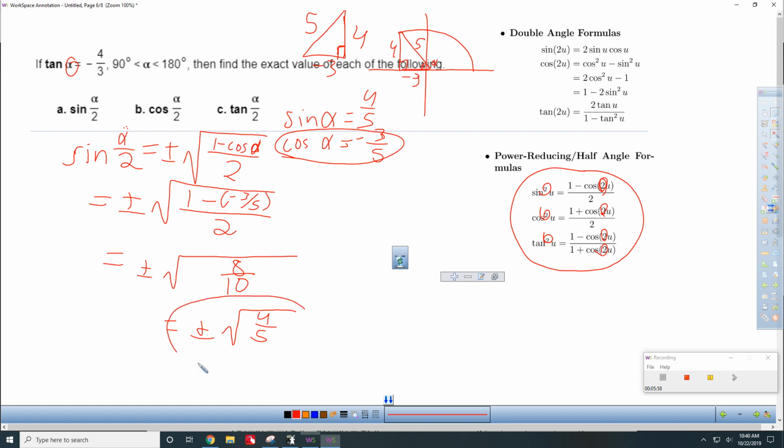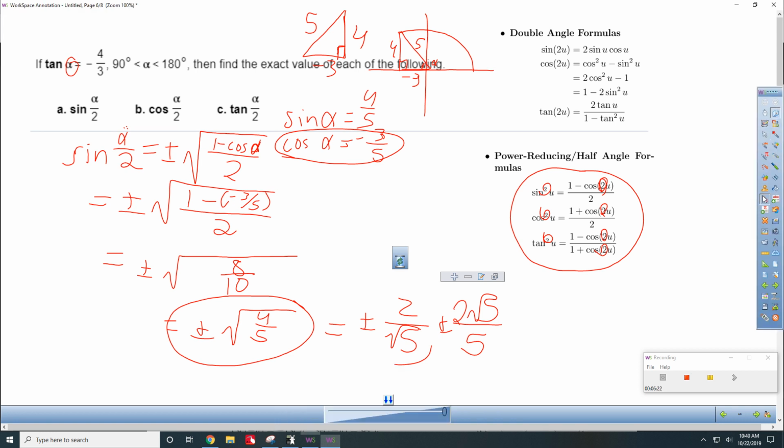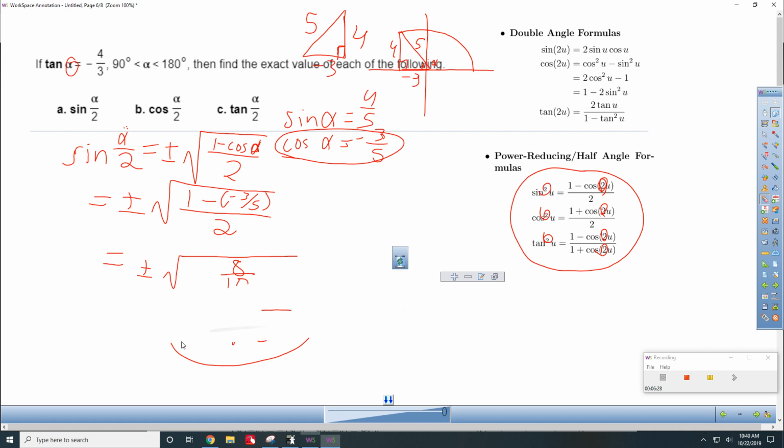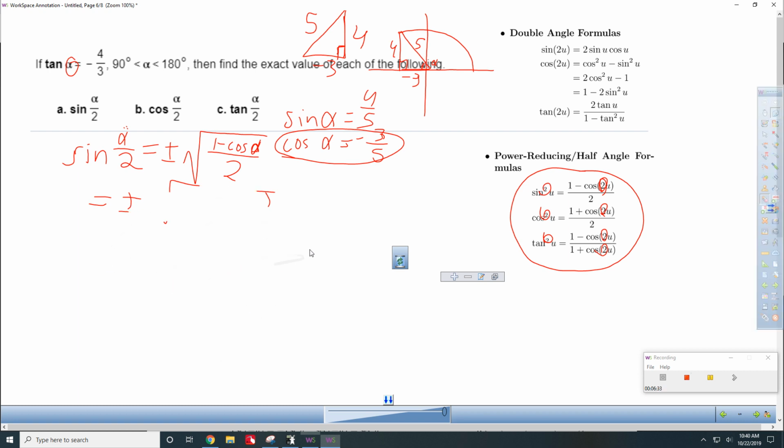This is a standard answer if you want to keep it that way, or you can make it plus or minus 2 over radical 5, or you could multiply by radical 5 and get plus or minus 2 radical 5 over 5. These are all acceptable answers. So that's the one part of the equation. That's sine. To do the next parts, it's very similar to what we did here. We're just plugging into the equation that we're given with the half angle formula. We're going to do that for the next two as well, as soon as I clear some workspace.